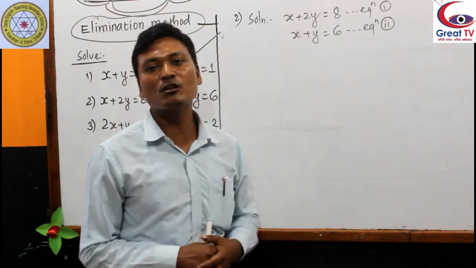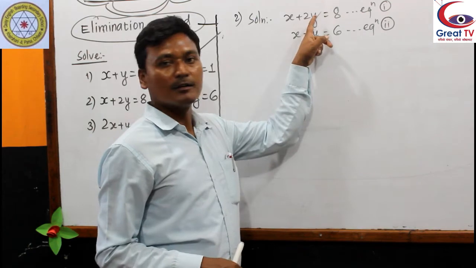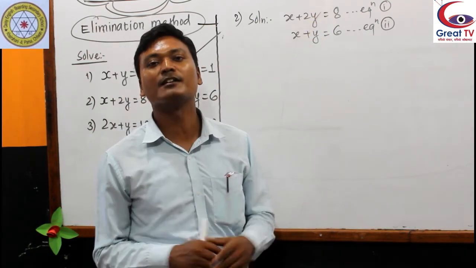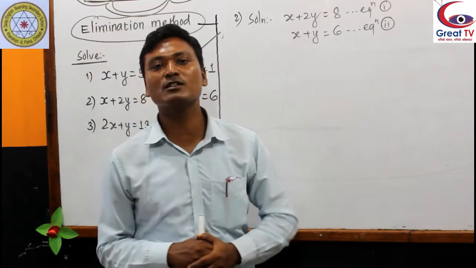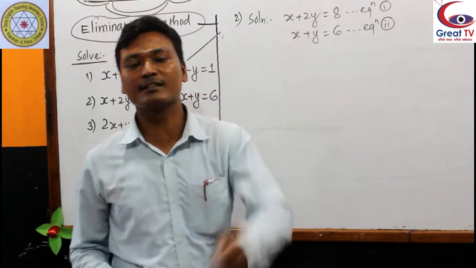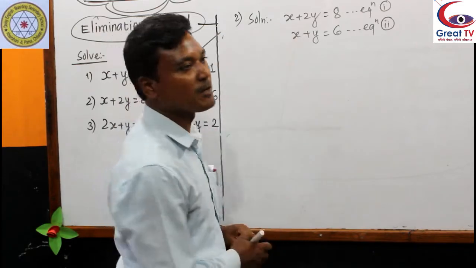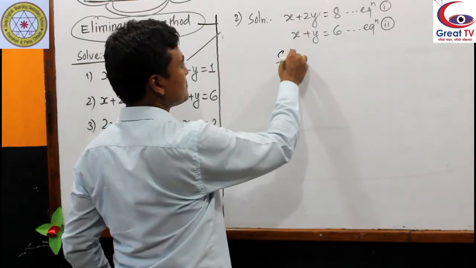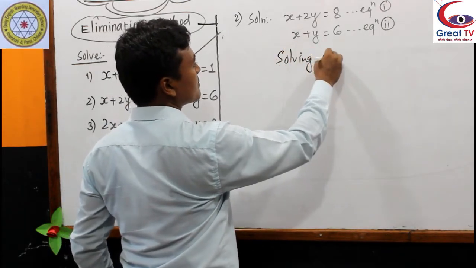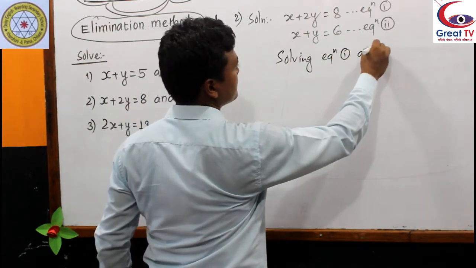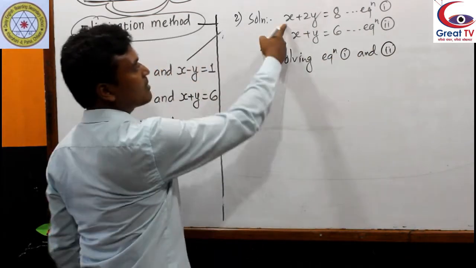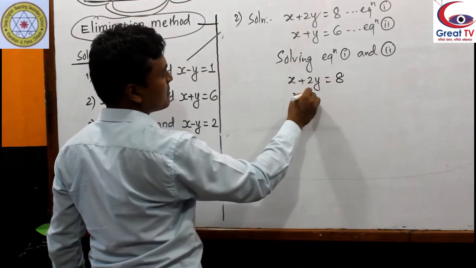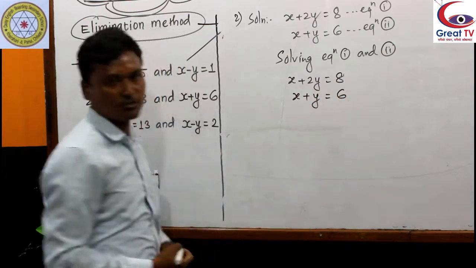Then can we not eliminate the y variable? We can. But to eliminate the y variable, we should make the coefficients of y equal. That type of problem we shall touch in our next class. So let us eliminate the x variable. The coefficients are the same. Solving equation first and second. First, x plus 2y is equals to 8. Second, x plus y is equals to 6.